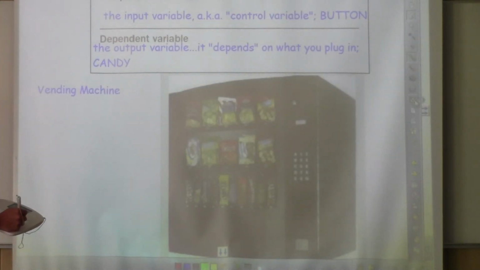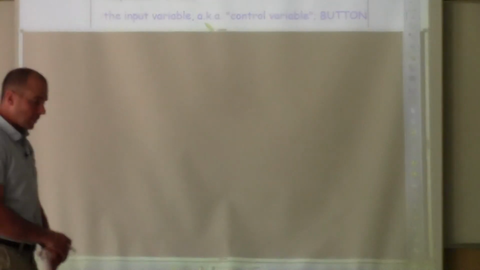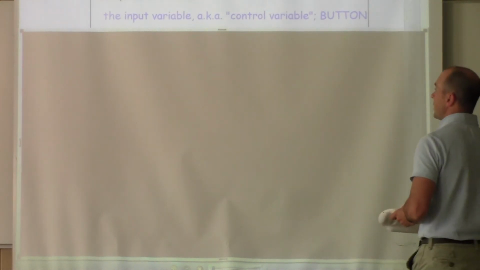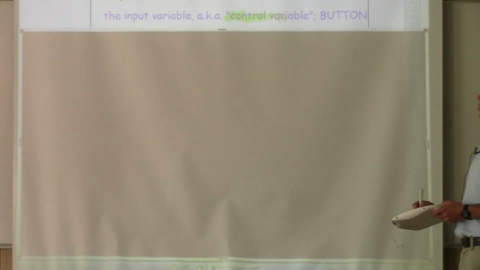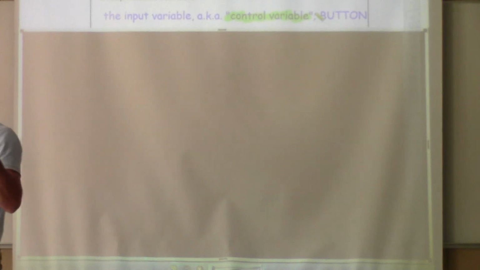A couple more vocab terms to get us going. Independent variable. If you ever think you want to be independent from your parents, you want to be the one in control, the independent variable is your control variable. Maybe like the buttons on a vending machine. The button controls what comes out.